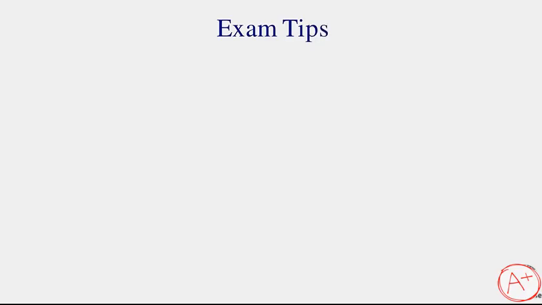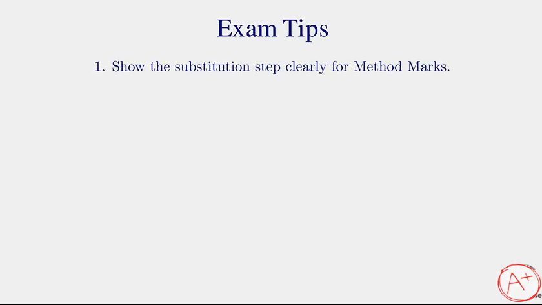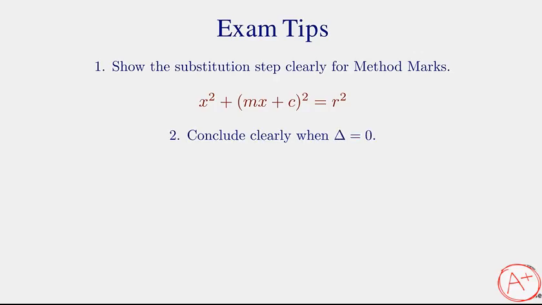When tackling circle problems in Pure Mathematics 1, keep these examination tips in mind to maximize your marks. First, understand how marks are awarded. Examiners give method marks for correctly substituting a linear equation into a circle equation, even if your subsequent algebra is slightly off. Always show the substitution step clearly. Second, if a question asks you to show that a line is a tangent, you must clearly state that the discriminant is 0. Don't just calculate it. Write down the conclusion: since the discriminant equals 0, the line is a tangent.